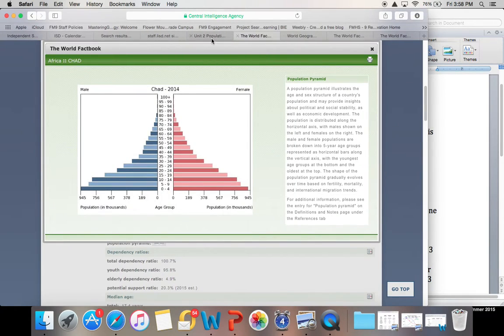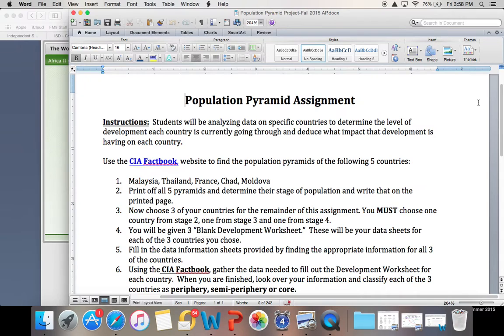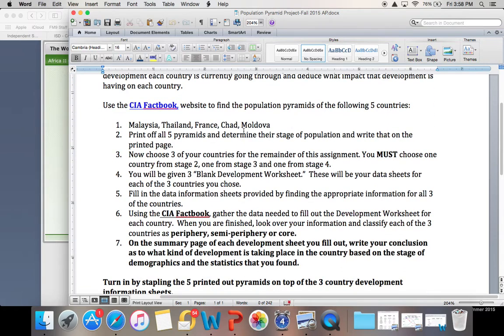Once you've printed them, all right, let me go back to this. Once you've printed them, follow the steps, okay? Print off all 5 pyramids and determine their stage. I want you to write the pyramid stage on your document, on the printout, okay? So if you've printed all 5 of them on 5 separate sheets, then right below the pyramid, say that it's a stage 2, 3, or 4. Please don't say it's a stage 1, because you know that there are no stage 1s, okay?